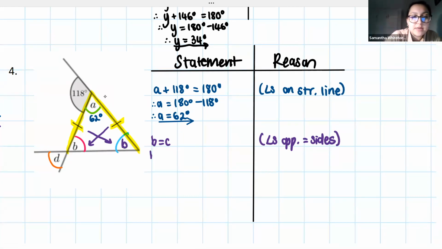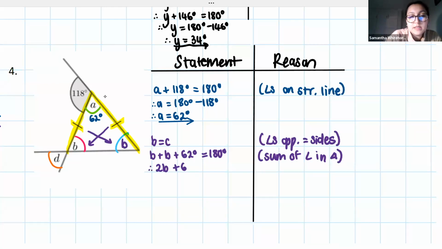So now we can make a statement that B plus that 62 that we found earlier is equal to 180 degrees because of sum of angles in a triangle. So B plus B is 2B plus 62 is equal to 180. Inverse operations, I'm going to subtract 62 on both sides. So I've got 2B is equal to 180 minus 62 degrees, which means that 2B is equal to 118.